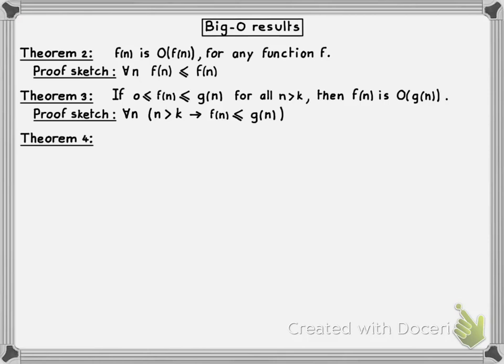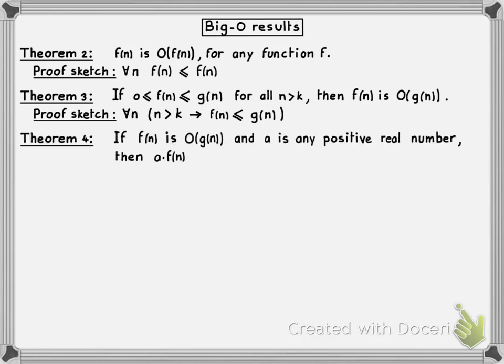Now, theorem 4 states that if f of n is big O of g of n, and a is any positive real number, then a times f of n, first of all, defines a function. It's a function that given n gives you a new value simply by applying f to n and then multiplying that number by a to give you the final value of this function. So not only when you multiply a by f of n do you get a new function, but that function, according to the theorem, is big O of g of n.